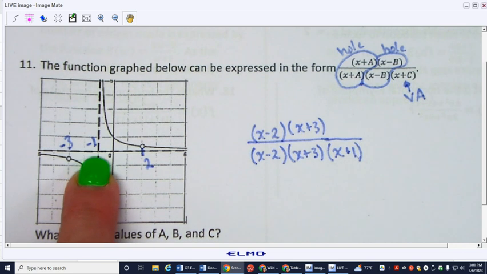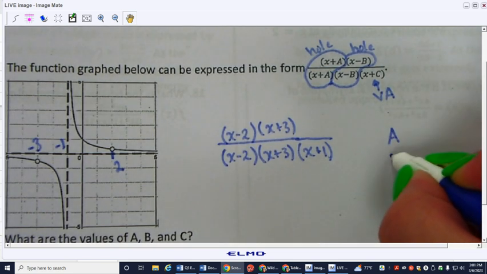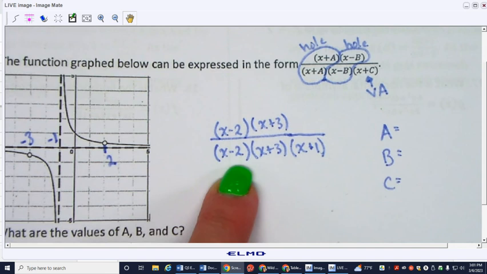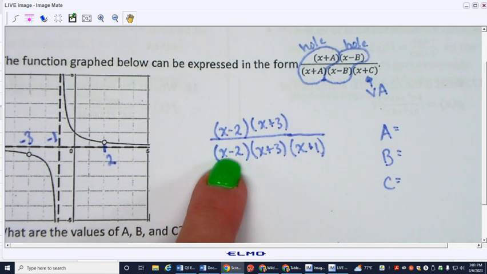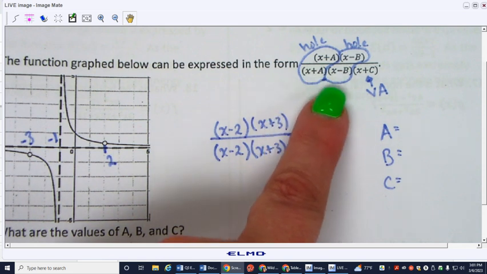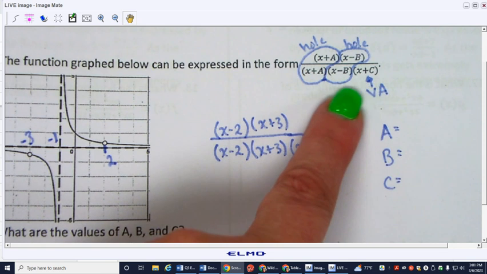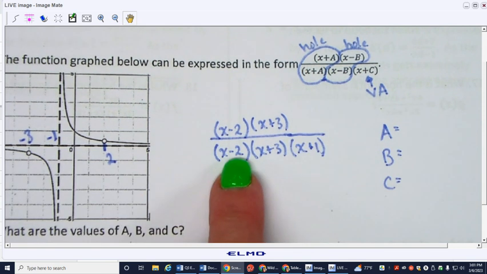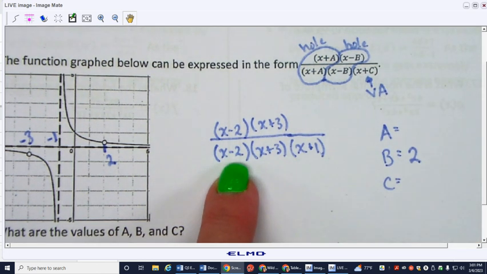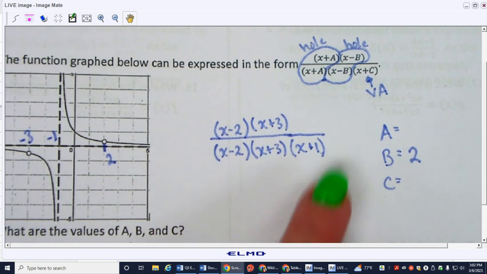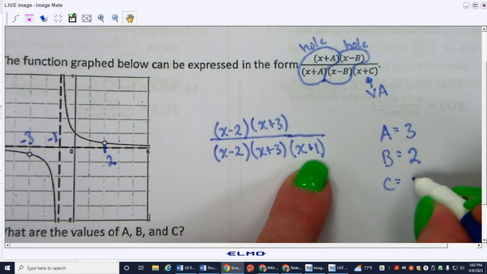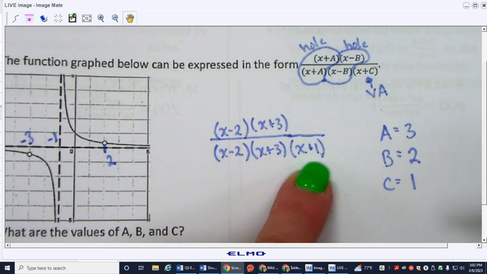Okay, so now when I'm trying to find a, b, and c, did we write ours exactly the way they wrote theirs? No. My x minus 2, that 2 goes for what letter? Does it go with a, b, or c? B, because it's a minus b. That's the only place I have a minus. B has to be 2. And then what's my a value going to be? What's the positive one on top and bottom? 3. And then the one that's only on the bottom is? Let's go with 1.